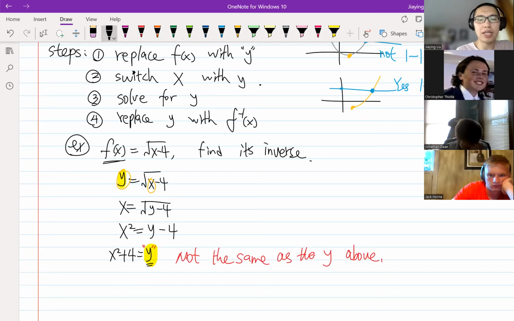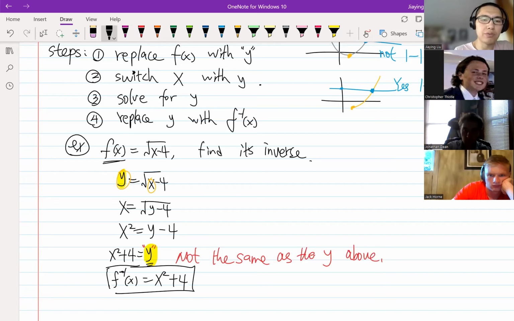Because this y at the end is actually the x. The x here is actually the y. So we're going to rewrite this y at the end using inverse function notation: f inverse of x equals x squared plus 4. So this function is an inverse function, which is different from the function that we were given, f of x. So that's how we find the inverse function.